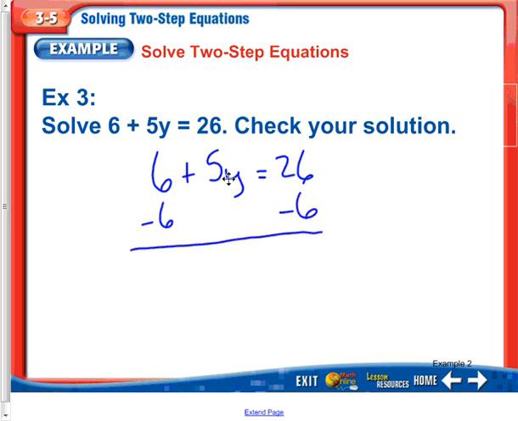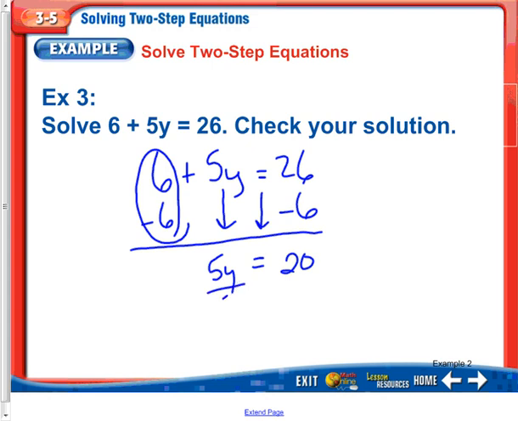This part here has to do with multiplication, so I'm going to leave that alone. I'm going to bring my 5y down and bring my equal sign down. Positive 6 and negative 6 is going to leave us with 0. And if I have 26 minus 6, I have 20. Now I need to divide by the coefficient because I'm on to my next step. Whatever I do to one side, I have to do to the other. 5 divided by 5 is 1, and so y equals 4. 20 divided by 5 is 4.